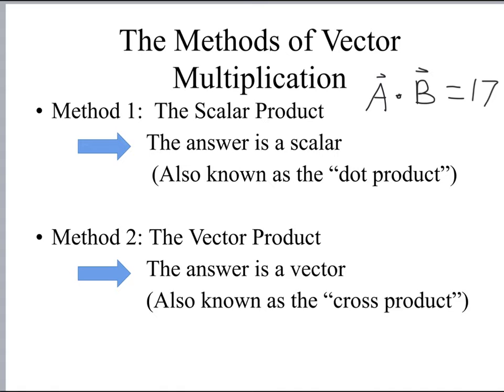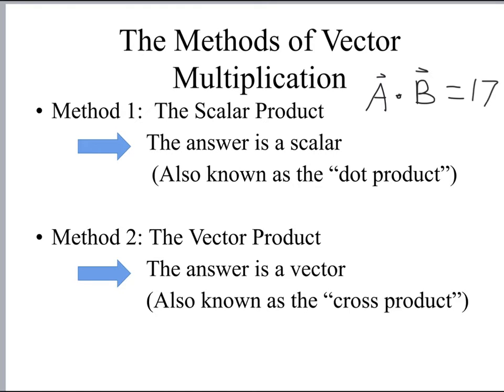But I actually prefer to think of it as the scalar product because that will remind you that your answer has to be a scalar, just a regular number. 12 minus 8, whatever, 1,052. It doesn't matter what number it is, but it has to be just a regular number.